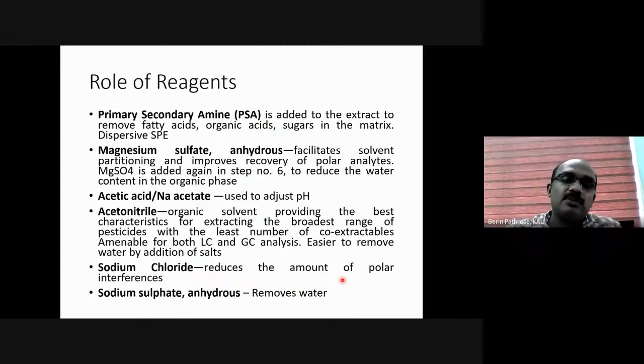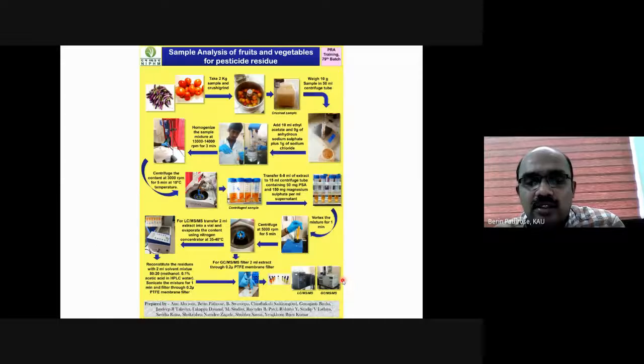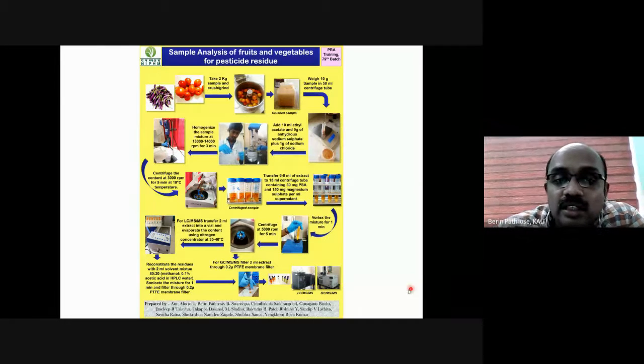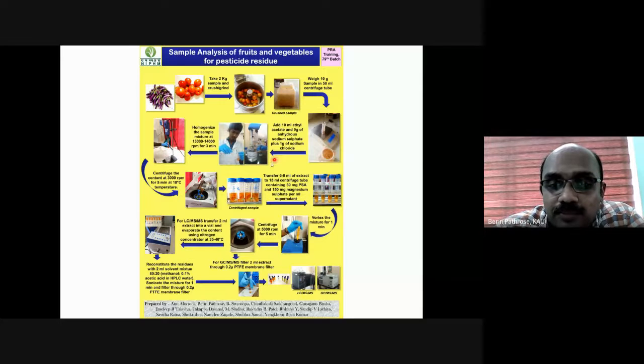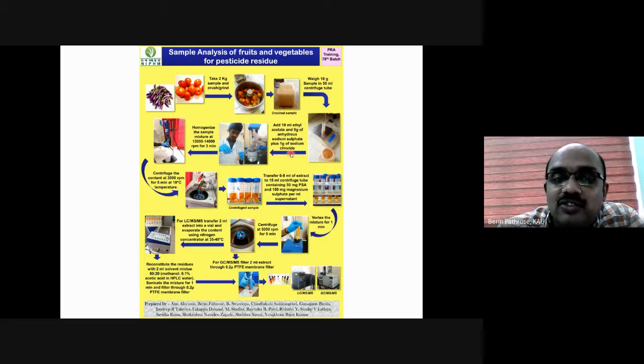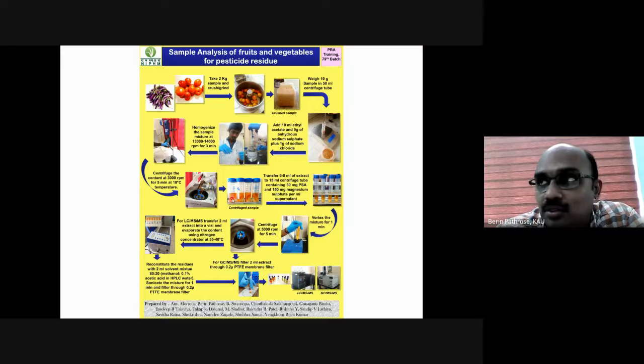So what is the purpose? We are using several chemicals. What is the purpose of each and every chemical? First, I will give one more thing. Then I will move into the purpose of each chemical. Up to this step, it is an extraction method. That means adding ethyl acetate, anhydrous sodium sulfate, sodium chloride, homogenizing, then centrifuging, and by that time all the pesticides will be extracted into this solvent, the supernatant.